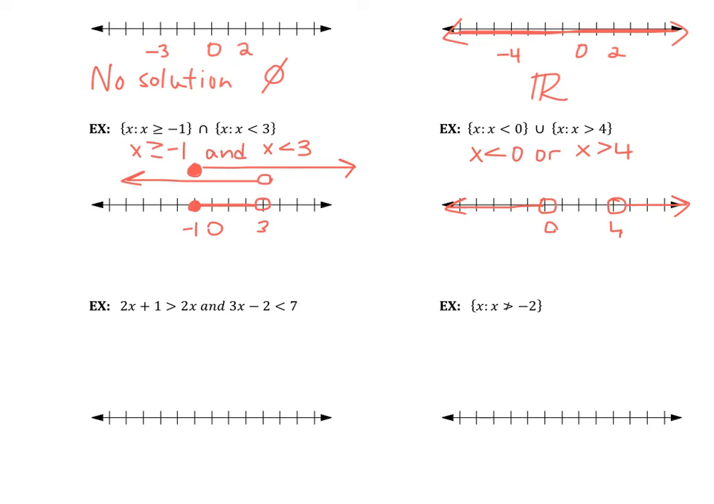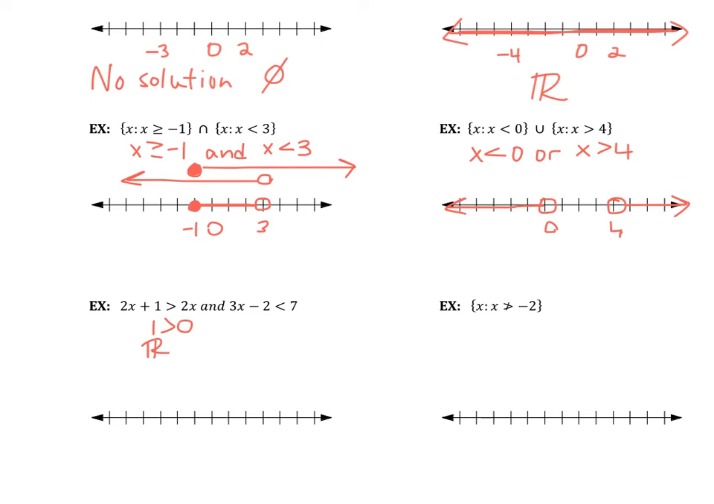All right, in the next example, we have to do a little solving first. So if we solve the inequality on the left, we'll subtract the 2x from both sides, and we'll get 1 is greater than 0. And if you think about it, our variables went away. 1 is greater than 0. That's a true statement. So our final answer for our inequality on the left is all real numbers.